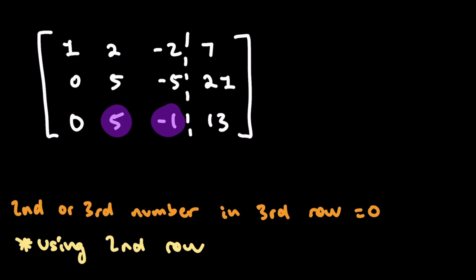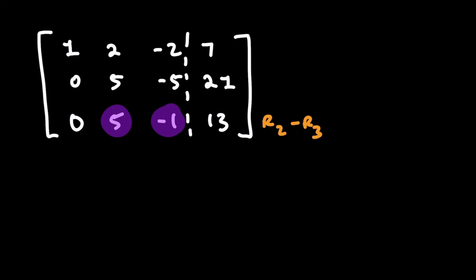So I need to find a way to make either this number here or this number here equal to 0. And personally, I would make this number here equal to 0, this second entry, because I can simply do 5 minus 5, and that's equal to 0. Or another way of writing that is row 2 minus row 3. So let's have a go at doing this now.